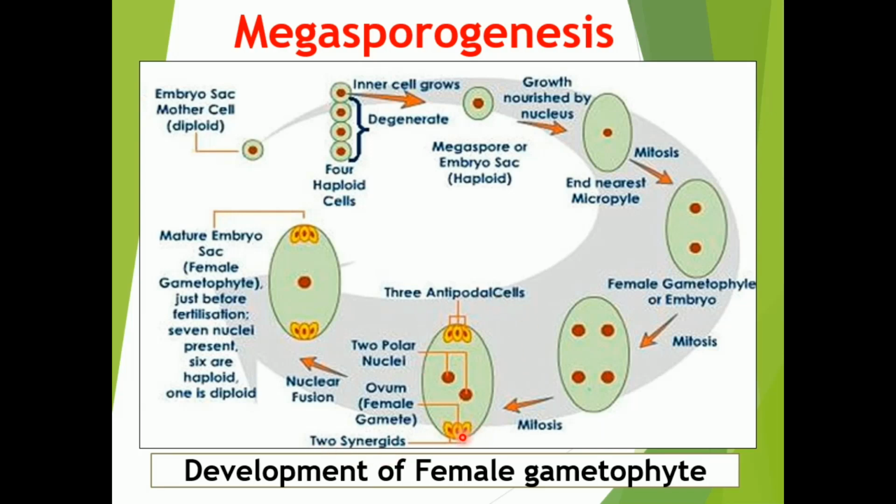In that way the embryo sac is developed. In the mature embryo sac of the female gametophyte, just before fertilization, 7 nuclei are present, 6 haploid and 1 diploid. So this is about the structure of the female gametophyte.